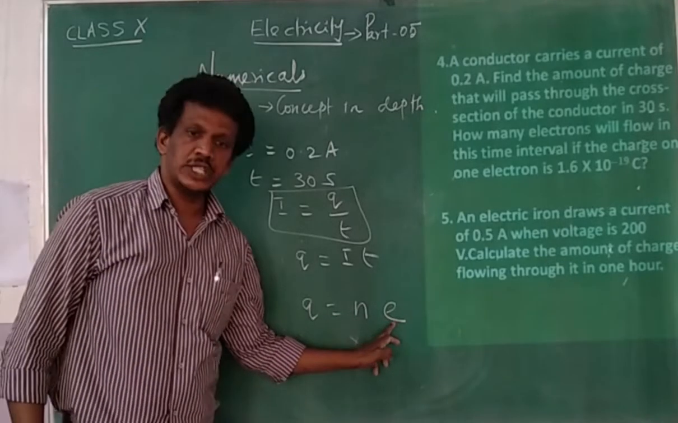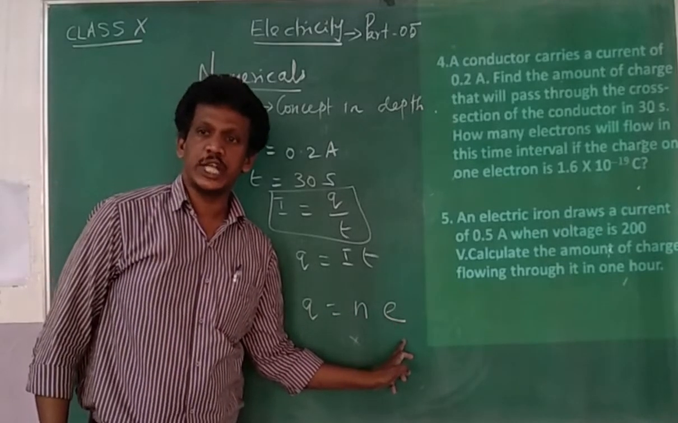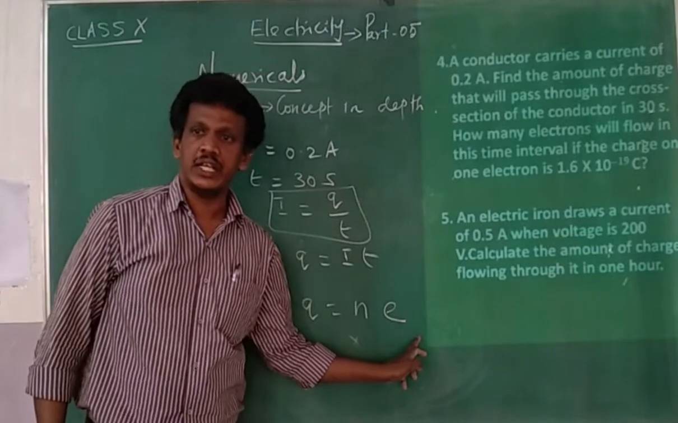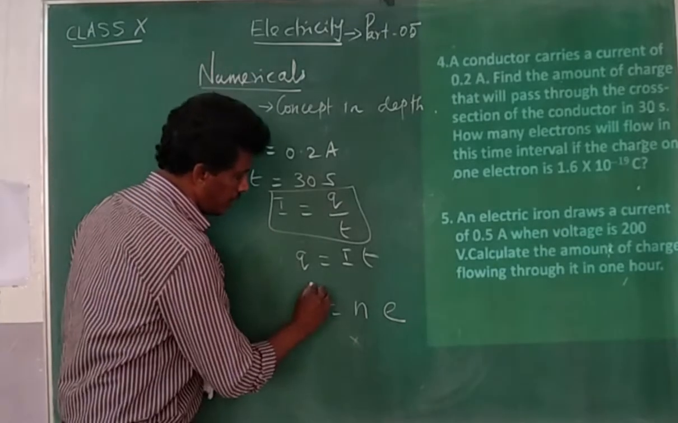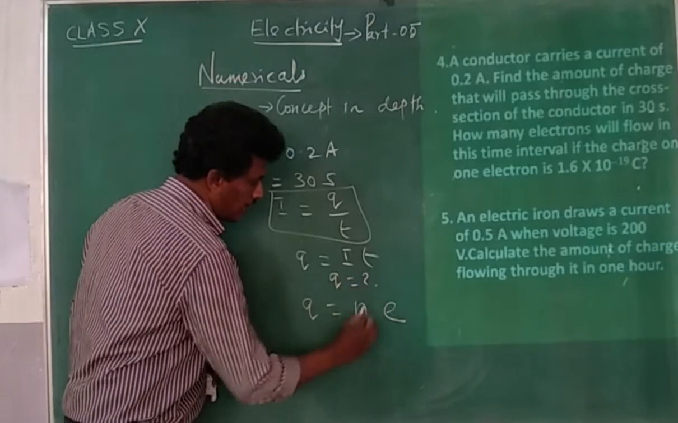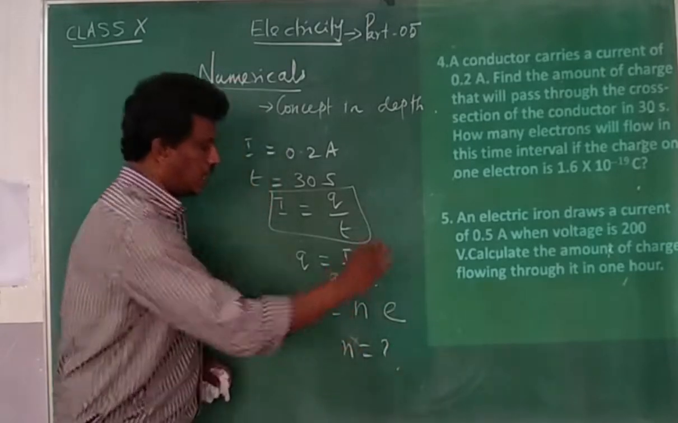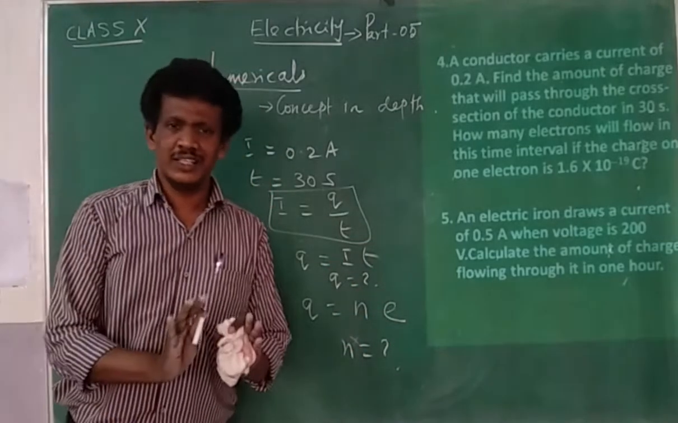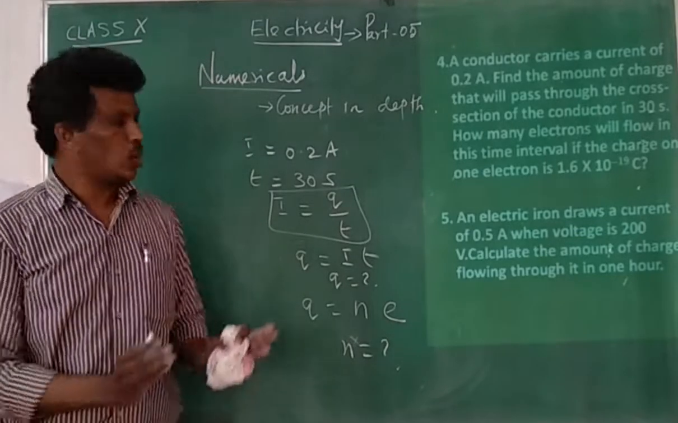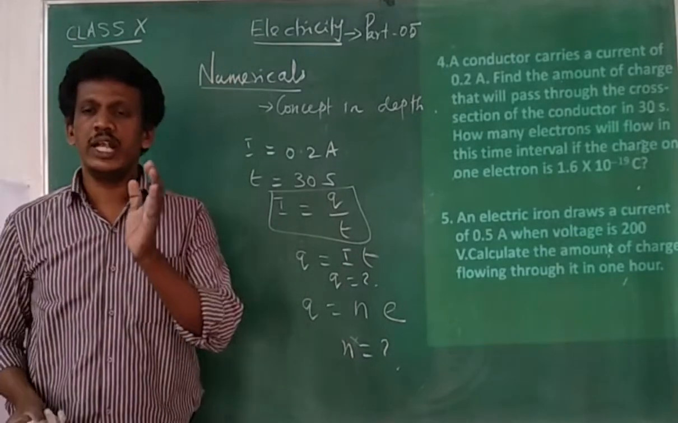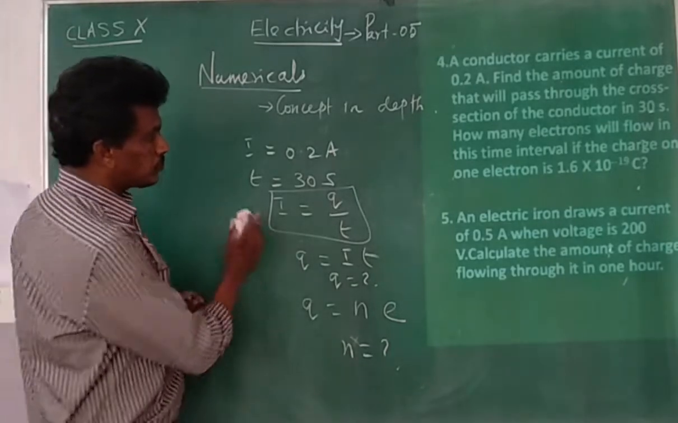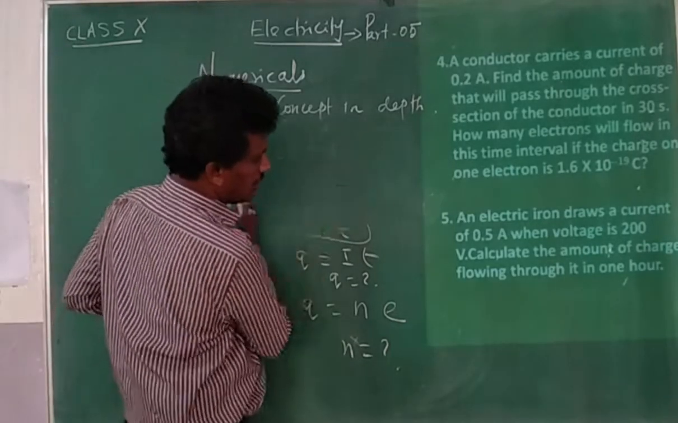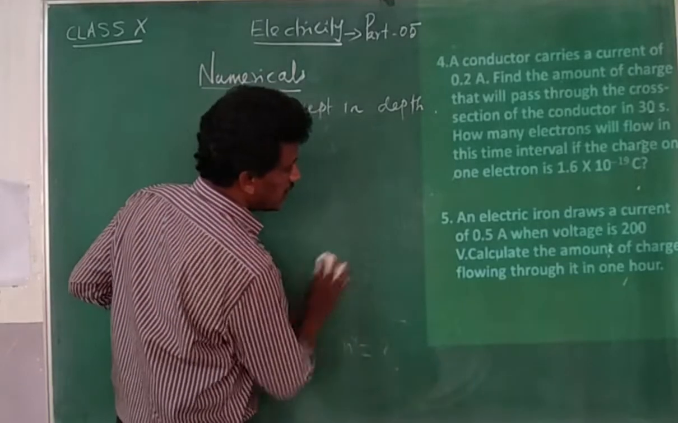What is the electronic charge? 1.6 into 10 power minus 19, and find out the N value. So there are two parts you are doing. One is Q, how much, and another one is N, you can find out. I think the concept is very clear, so you can substitute the value and you will get the answer. Okay, let us go to question number 5, similar.